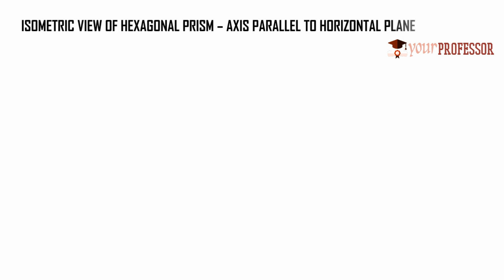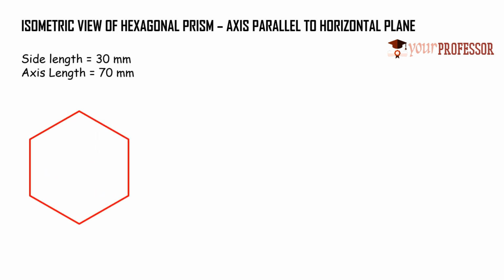Isometric view of a hexagonal prism when the axis is parallel to the horizontal plane. I am considering the same dimensions, 30 mm for side length and 70 mm for axis length. Using any method, construct the hexagon and represent the corner points A, B, C, D, E, F, right? And enclose this in a rectangle by drawing horizontal and vertical lines passing through the points like this, as shown. Now let us consider the corner points as P, Q, R, S.